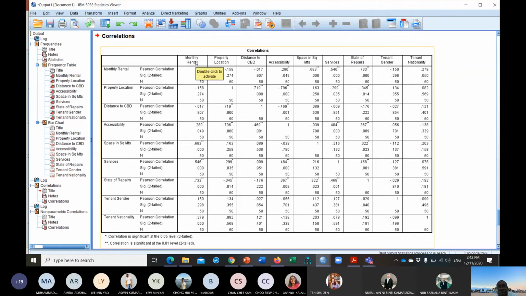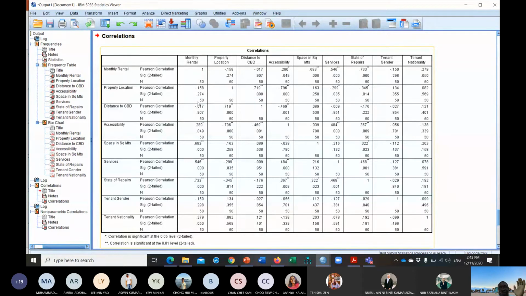Now, let's check monthly rent with property location. If you check monthly rent and property location, you will see that there is a negative relationship between the location distance and the rent. When the distance increases, the monthly rent reduces. That is what the implication is. As the distance increases, your monthly rent reduces.